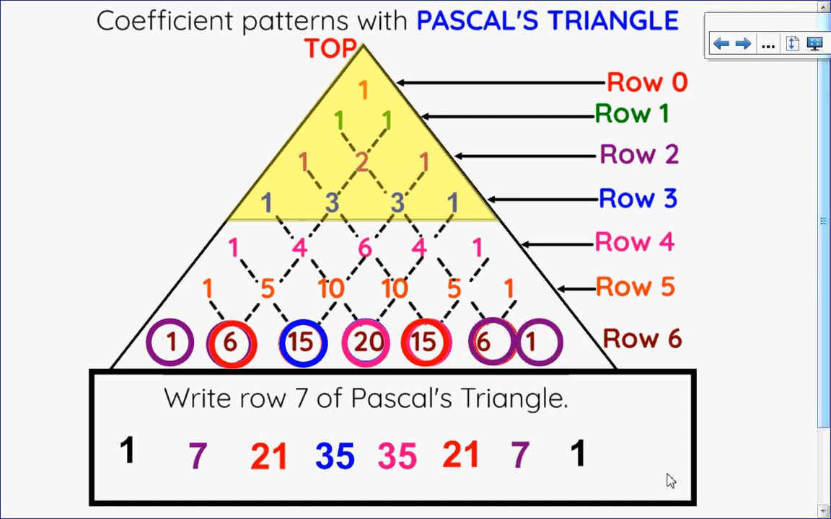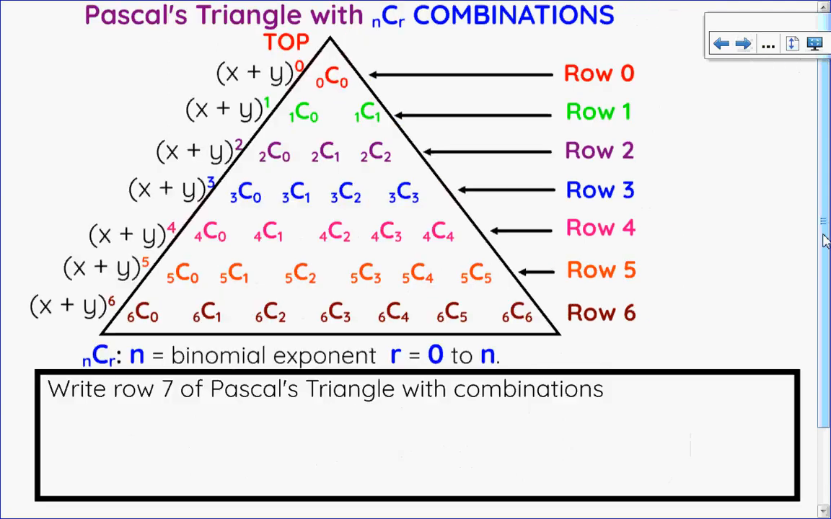So that's a nice pattern, but if I want to expand something, let's say to the exponent of 20, don't worry, I'll never ask you to do that. I wouldn't want to list out 20 rows of Pascal's triangle. So I'm going to show you a way to write Pascal's triangle using combinations. So again, all about patterns.